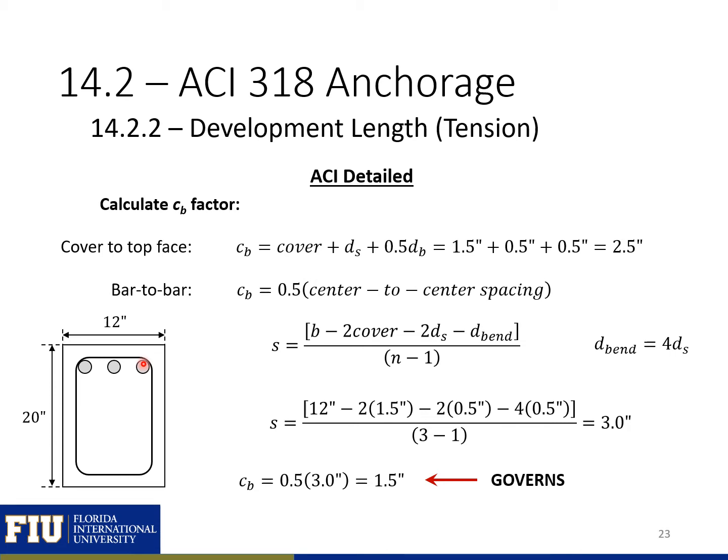Next, we need to divide that space by the total number of spaces that we have. So we have 1, 2 spaces, or number of bars minus 1, which will give us 2, which gives us a center to center spacing of 3 inches. We can then take this times 0.5 to give us a value of 1.5. So our CB here is 1.5 for bar to bar and 2.5 for our cover to top face. So the 1.5 will control here. So this is the CB factor that we'll use.